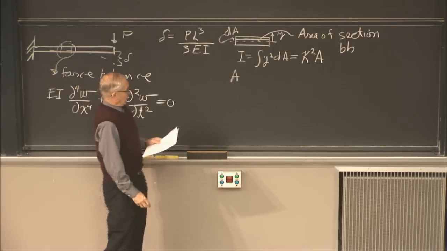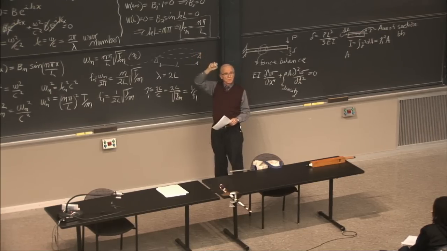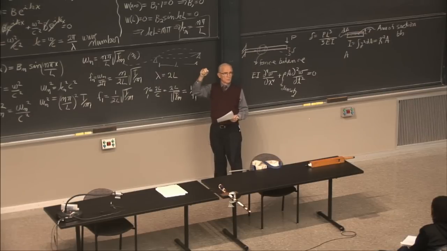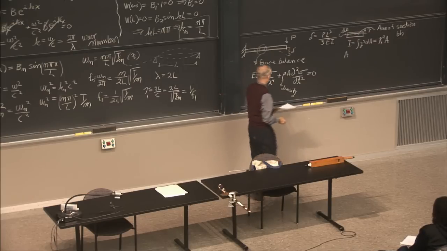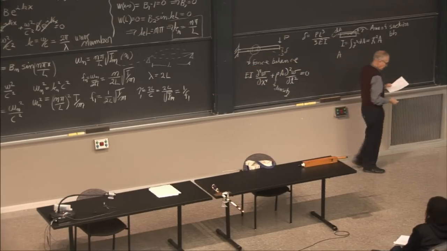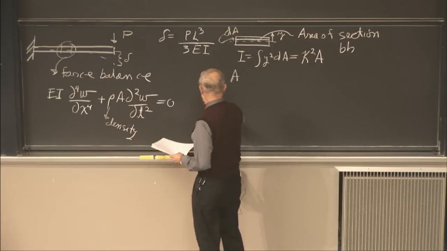And you have to apply the boundary conditions. For the string, it was just a B1 cosine, B2 sine. For the beam, it's B1 cosine plus B2 sine plus C2 cosh plus D2 sinh x. And then you have to apply four boundary conditions and solve for B1, B2, and so forth, all four of those. I won't do it, but that's how you do it. Separation of variables works again. So we solve this and apply the boundary conditions.